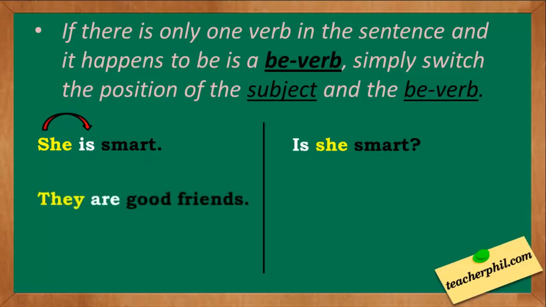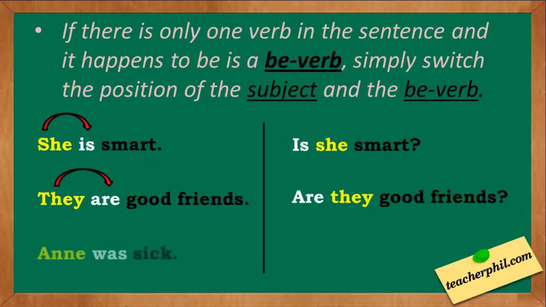Next, they are good friends. They is the subject in the sentence and are is the verb. Switch they and are and it will be, are they good friends?